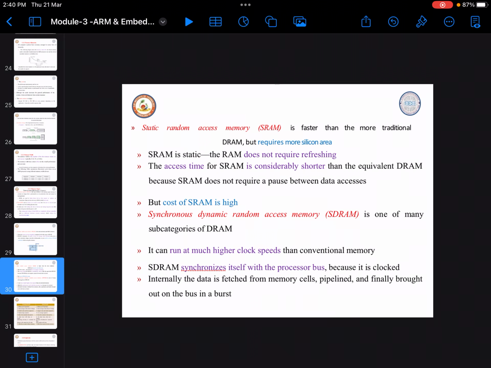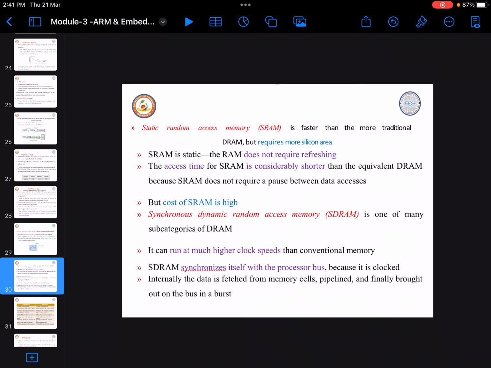Coming to static RAM, it is faster compared to DRAM, costlier, and does not require any refreshing because you won't use a capacitor here, whereas in dynamic RAM you will be using a capacitor. As we know, a capacitor loses its energy after some time, so you need to refresh it. So DRAM cells need a refreshing unit, whereas SRAM has no need for refreshing. But the cost of SRAM is high.